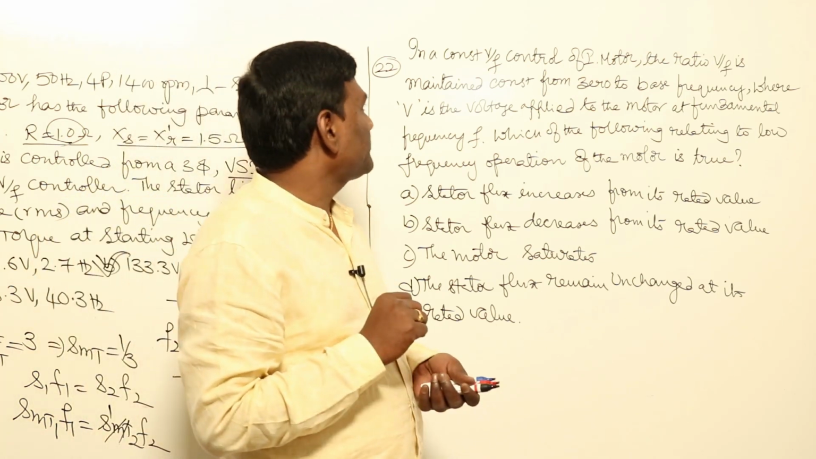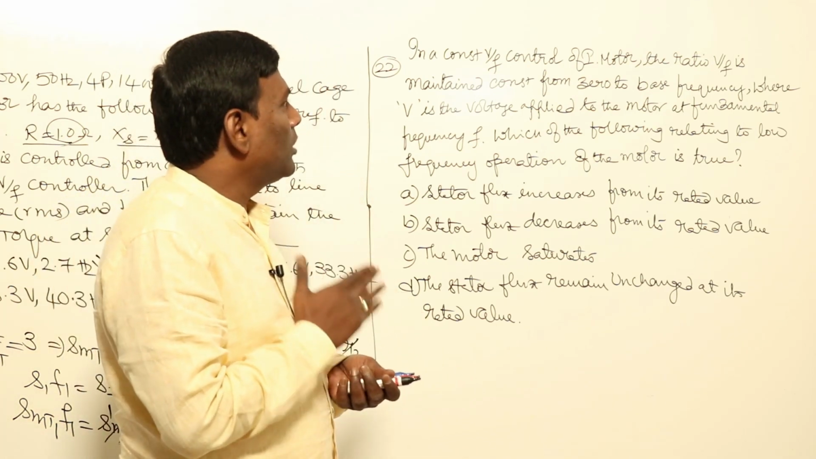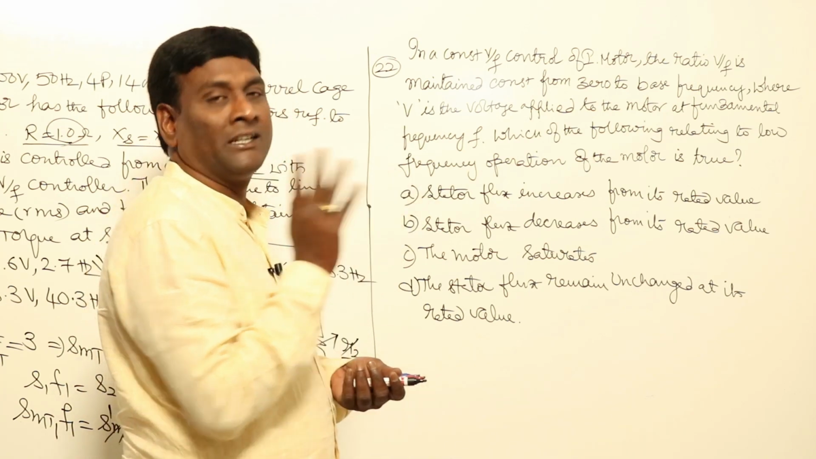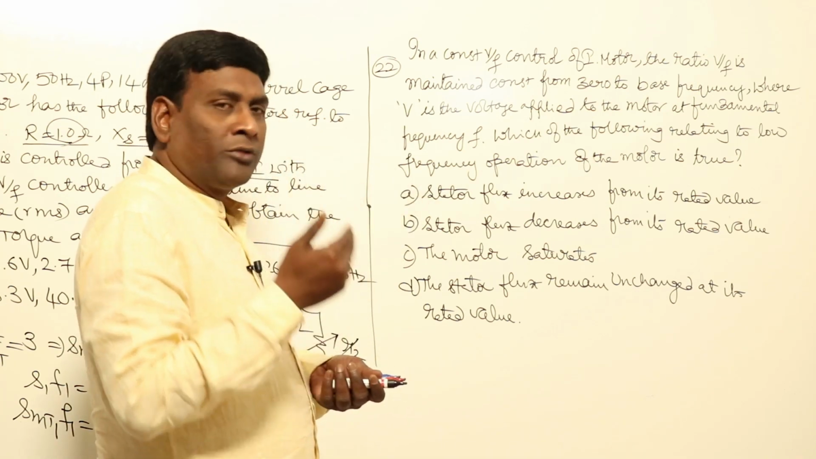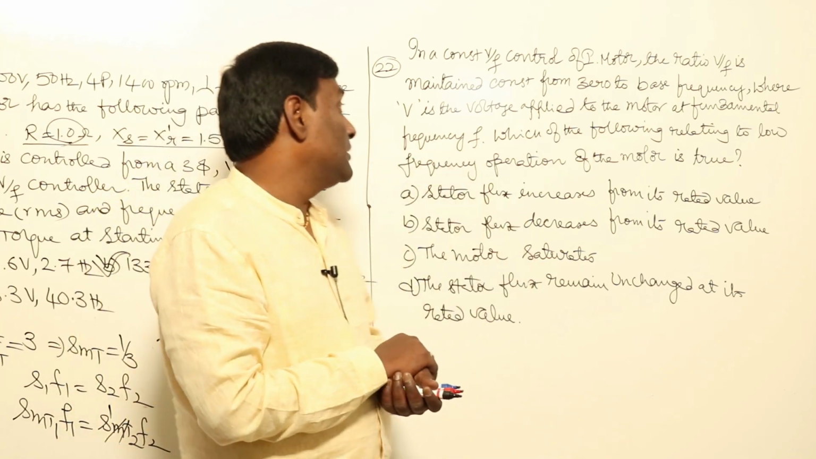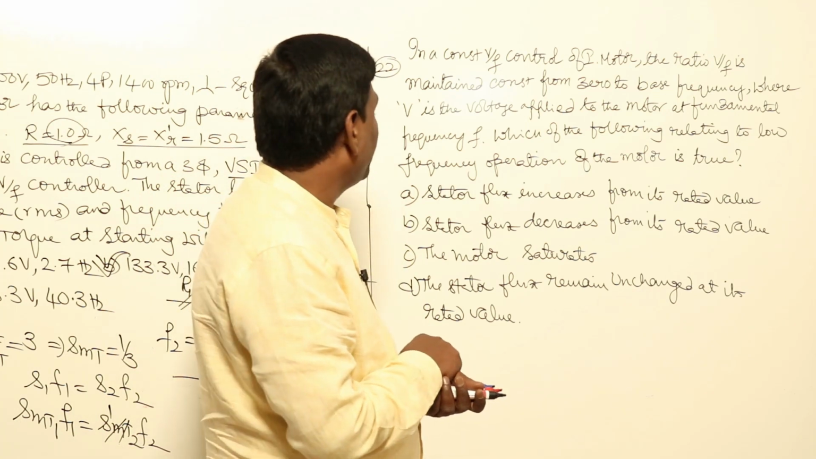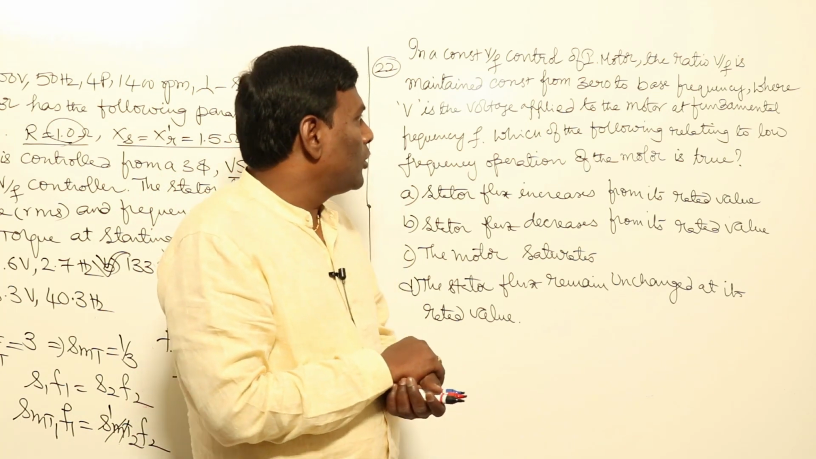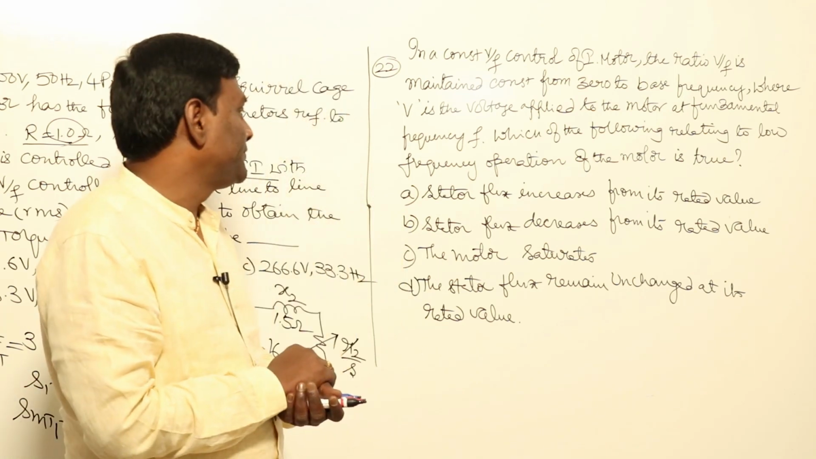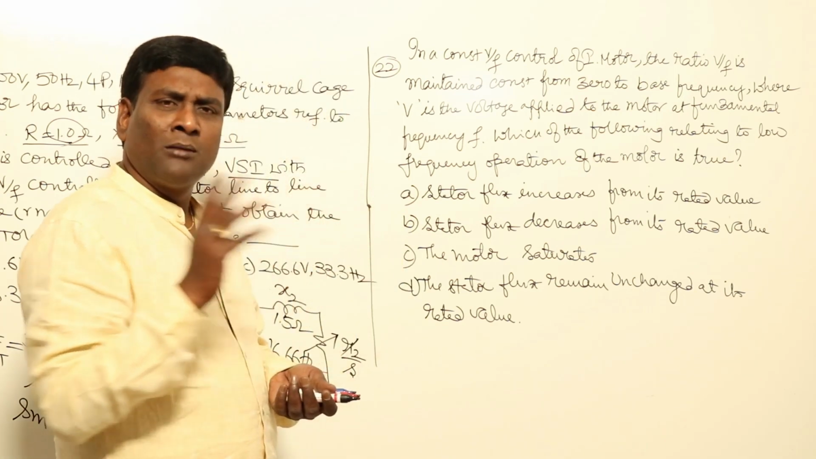In a constant V by F control of induction motor, the ratio of V by F is maintained constant from 0 to base frequency, so from a very low frequency range to the base frequency range. Now, where V is the voltage applied to the motor at fundamental frequency F, which of the following relating to low frequency operation of the motor is true? Stator flux increases, decreases, and so on.